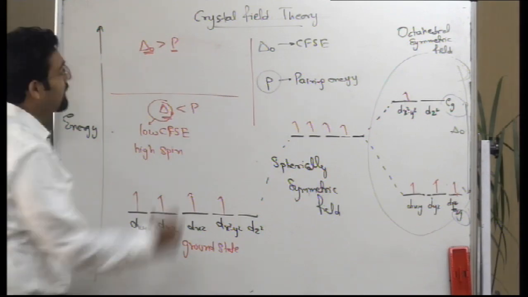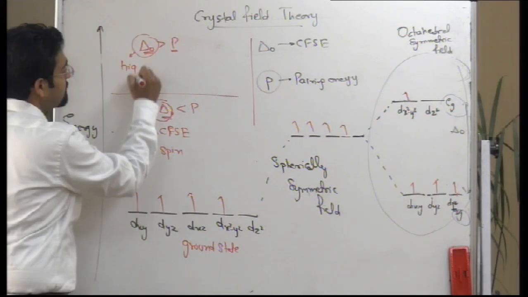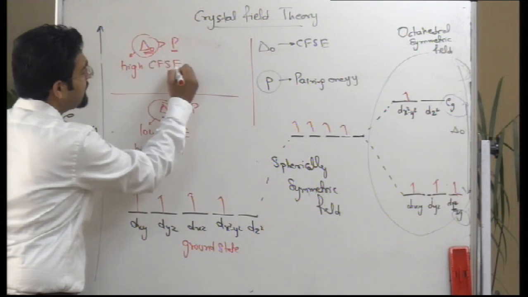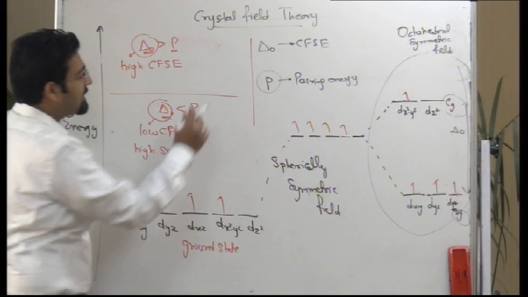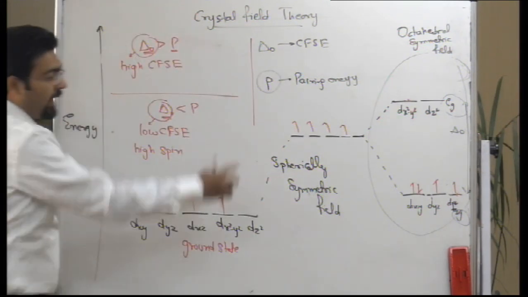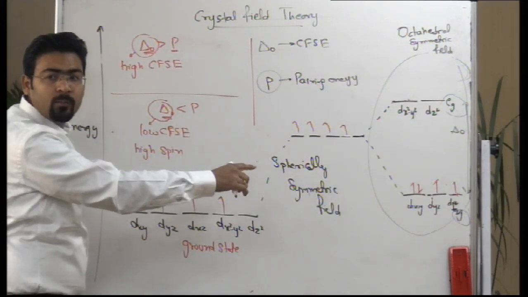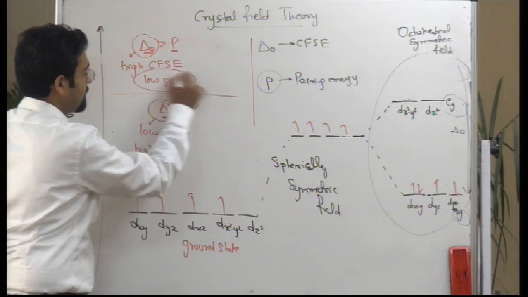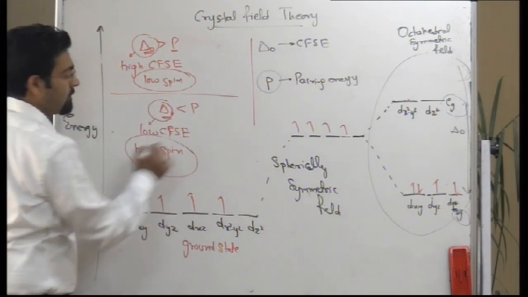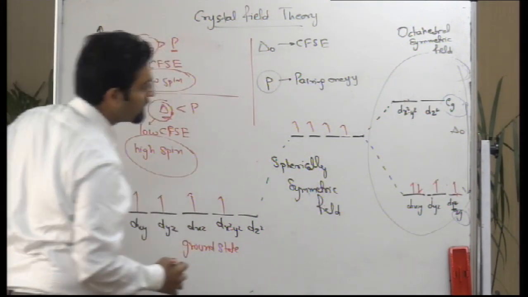When CFSE is high, in such cases electrons will be bound to pair up, and as I can see now there are only 2 electrons which are unpaired, so the total spin of the complex will be low. So these are low spin complexes. Got it? Yeah, please note it down.